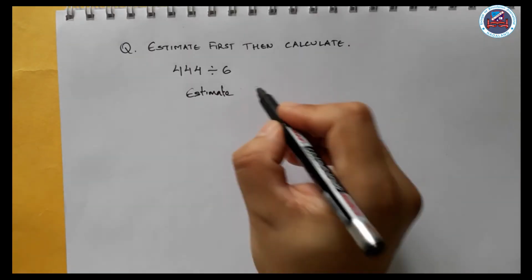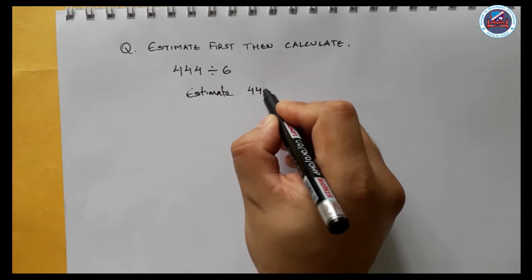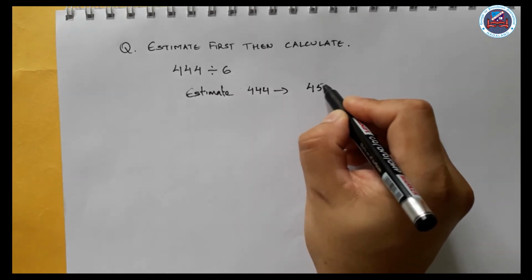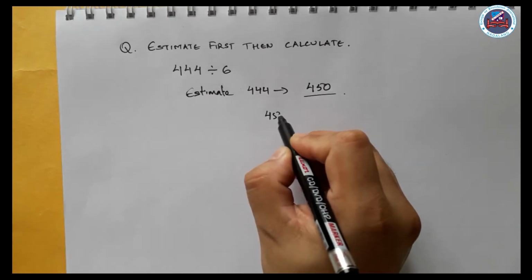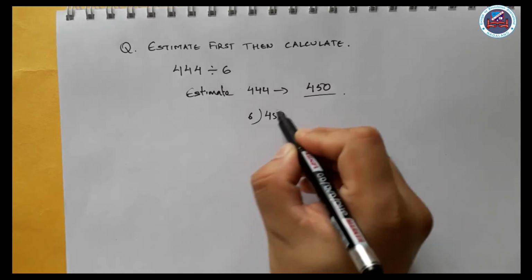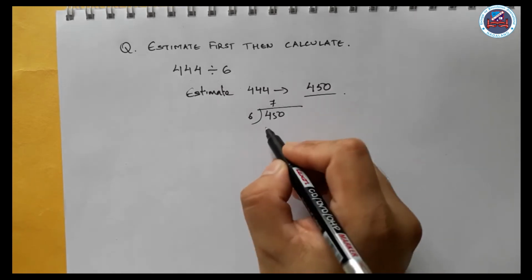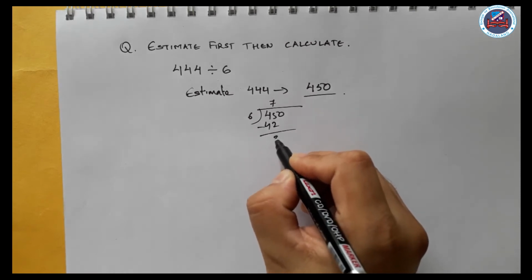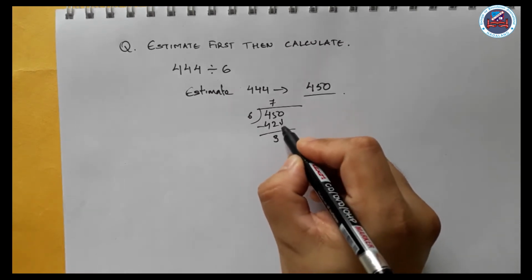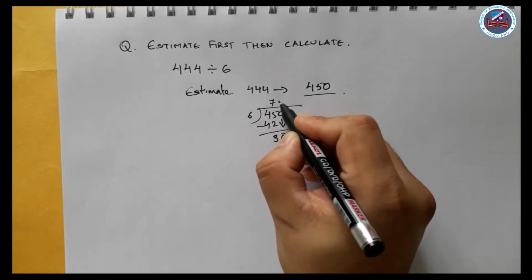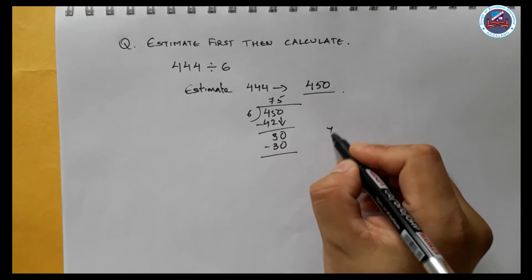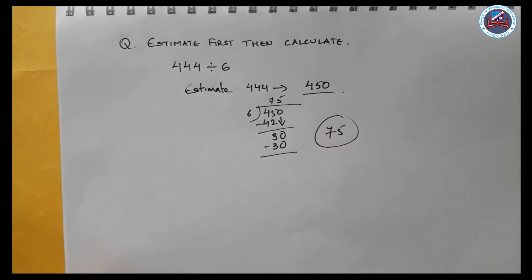Now, when we estimate 444, we can say it is very close to 450. If we divide 450 by 6, 6 into 7 is 42. 5 minus 2 is 3. Now this 0 comes here. Now 6 into 5 is 30. So the answer we are getting is 75.